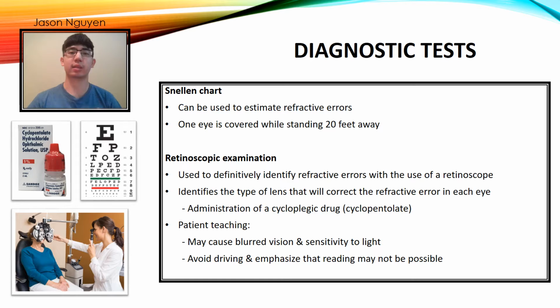With the retinoscopic examination, a cycloplegic drug such as cyclopentolate will be used before the examination to dilate the pupils and temporarily paralyze the ciliary muscles, which prevents accommodation. This medication is used to examine the internal and external parts of the eye and determine the type of lens that will correct the refractive error. It is important to teach patients that sunglasses should be worn until the medication wears off, as sensitivity to light may be present. They should also be informed that this drug causes blurred vision, so driving and reading may not be possible until the effects are gone.